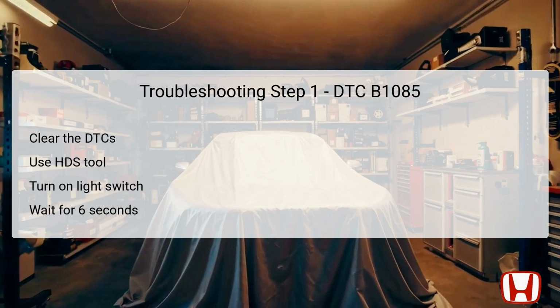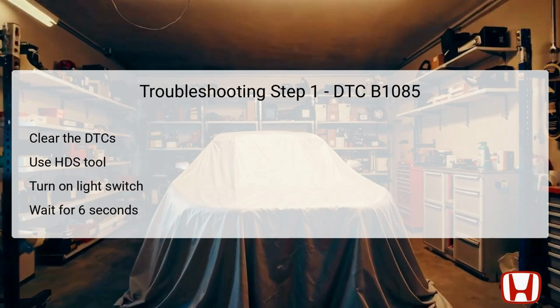In the first troubleshooting step for DTC B1085, it is essential to clear any existing diagnostic trouble codes, DTCs, from the vehicle system using the HDS, or Honda Diagnostic System, tool. Clearing the codes serves as a reset, momentarily removing previous fault reports to analyze if the problem is persistent. After this, the technician should turn the combination light switch to the on position. This action establishes a live condition that allows for real-time monitoring of the headlight system functions.